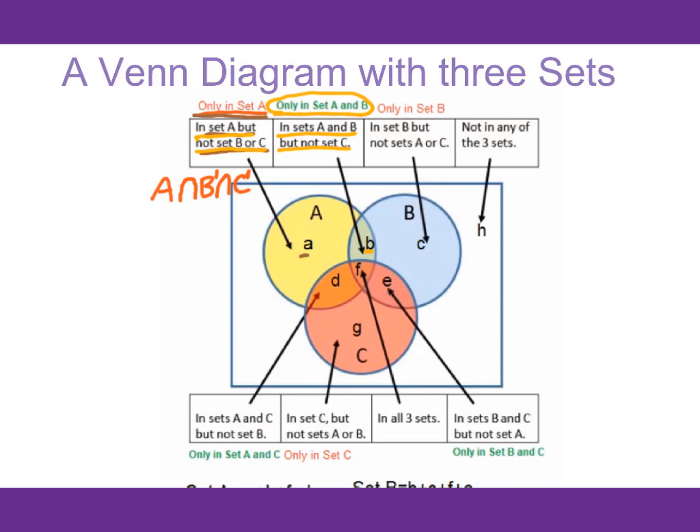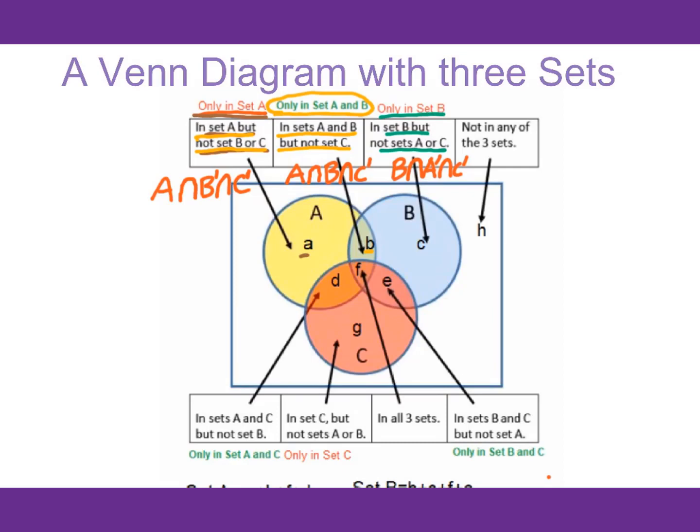So if we want to use the set, that means set A and set B, but not in set C. For this c, it means only in set B, or you could say in set B but not in set A or C. So we use set B but not in set A and not in set C.